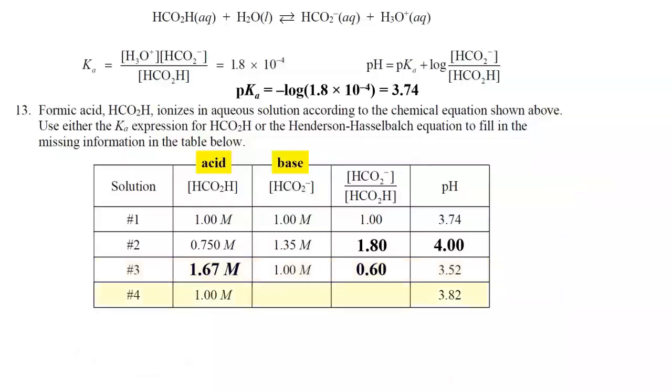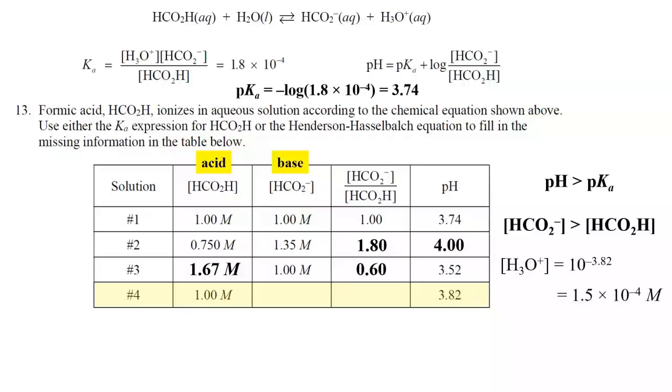Moving on to solution 4, we know that the pH is 3.82, which is greater than the pKa of 3.74, so our prediction is that there should be a greater concentration of the conjugate base compared to the concentration of the acid because the pH is greater than the pKa. I can take the inverse of the pH by doing 10 to the minus pH to get me the concentration of the hydronium ion.